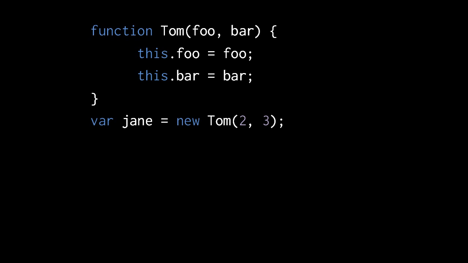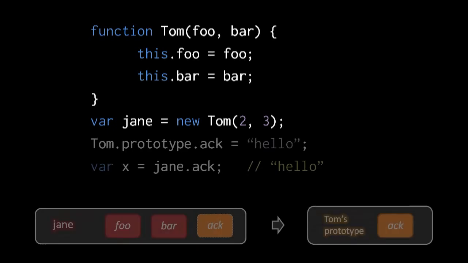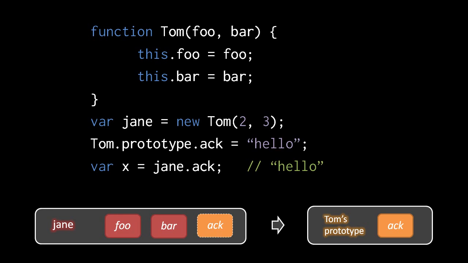The object then gets assigned two properties, foo and bar, and the newly created object is returned and assigned to the variable Jane. Now it turns out that every function value has a property called prototype, an object which starts out empty when the function is created.